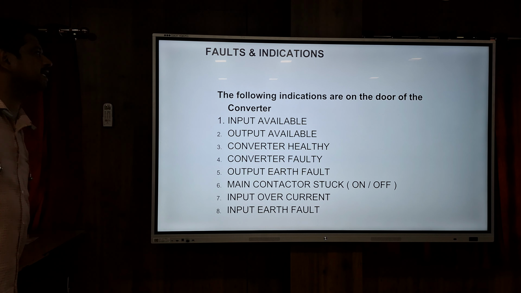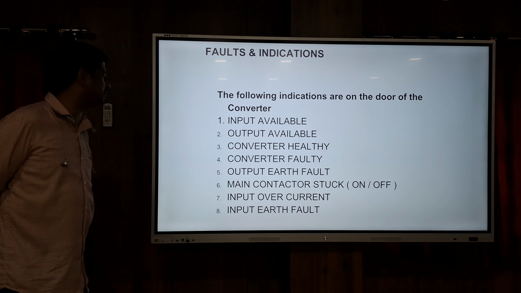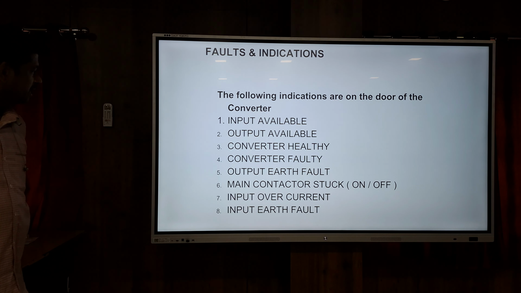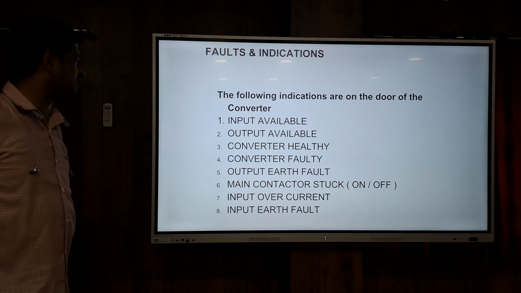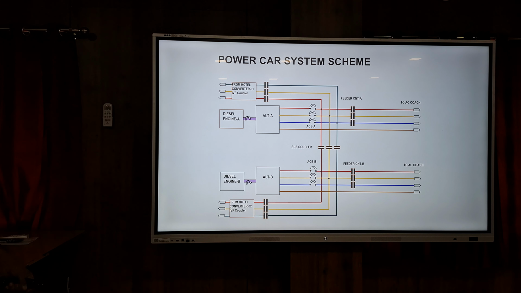The following indications are on the door of the converter. Normally, for all the makes, these are the indications available: input OK, output OK, converter healthy, converter faulty, output earth fault, main contactor stuck on or off, input overcurrent, input earth fault. Normally, for all the converters, as per specification, these indications will be available.